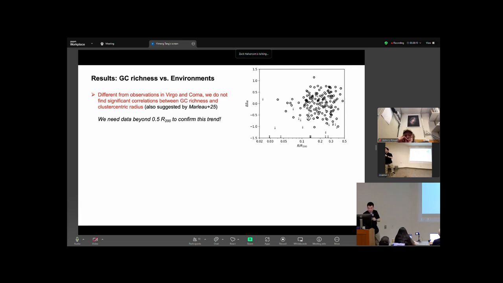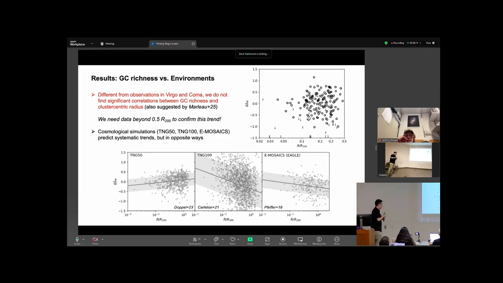Another interesting point to think about is what we see in simulations. We check TNG50, TNG100, and EAGLE E-MOSAICS. These three cosmological simulations predict completely different trends, especially TNG50, which is different from the others. I can talk more about these simulations.